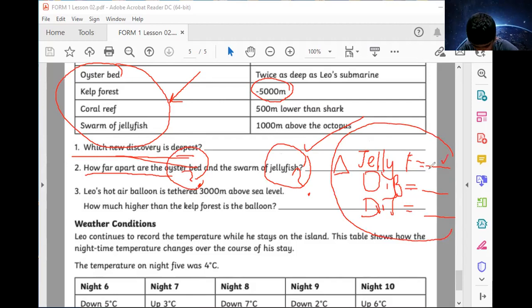Jellyfish is at what level? Oyster bed is at what level? Difference means take whichever is bigger and minus. Find the difference.